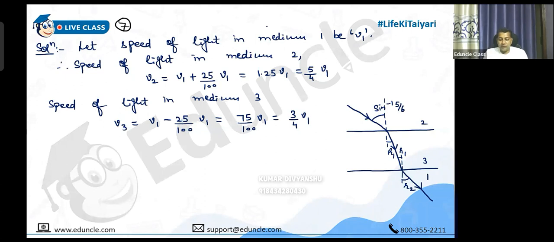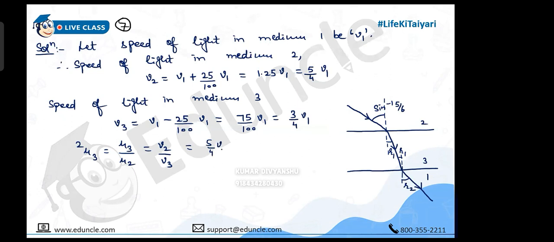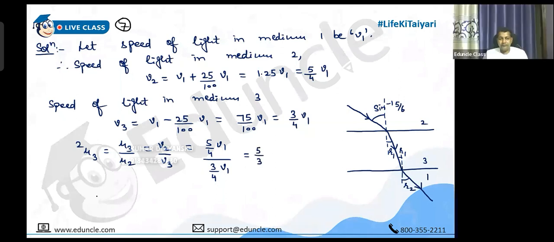Okay. So actually, what we will be doing is, for reflection at this boundary, I can write mu3 by mu2, and it will be V2 by V3, isn't it? Yes, sir. So it means we are able to get mu3 by mu2 now. Let it be number 1.